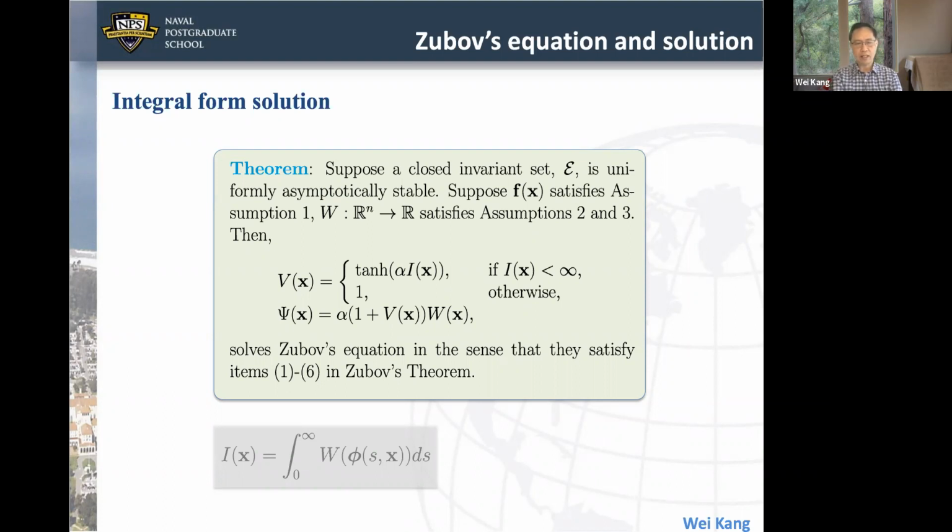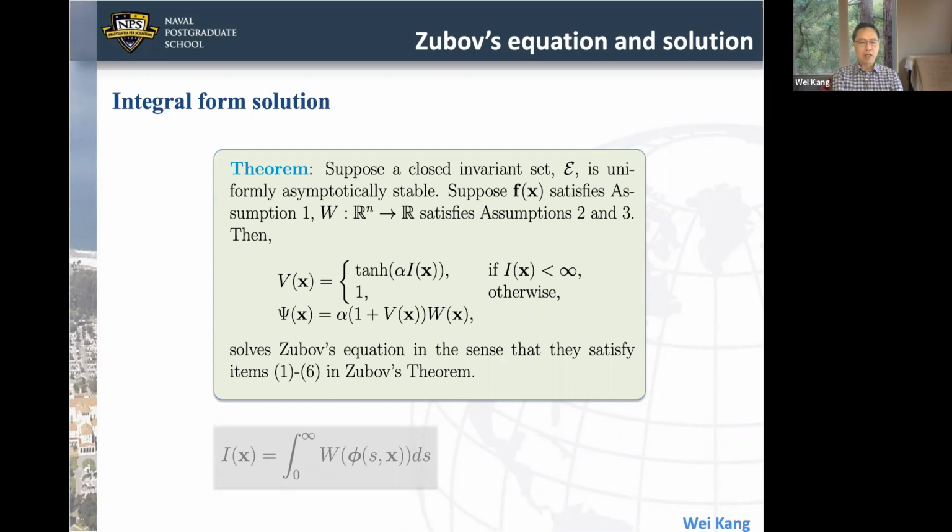So it has a relatively explicit form, except that you have to numerically compute this integral. All right. Then there is a constant alpha you need to decide, right? So that is the integral form solution.